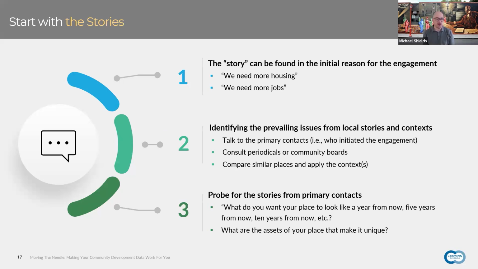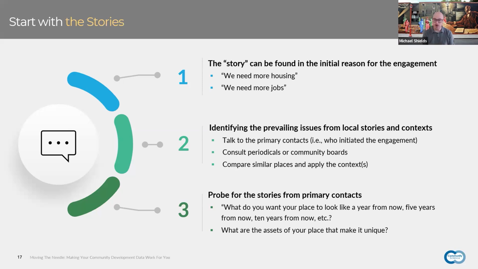You get these stories from your local contacts, who's the primary contact doing the engagement, or you're consulting periodicals or looking at community boards. For the outward facing piece, you want to do a little bit of background research and scanning of what's going on, comparing similar places and applying similar contexts: okay, they said that they want more housing. I know a similar town, B, that has said the same thing, and here's what they were dealing with. You use your knowledge and expertise and see what's going on. We also probe for the stories from our partner. We often find that while there's this overarching story, we need more housing, up front, there's usually some underlying elements to that story as well, or some underlying stories.